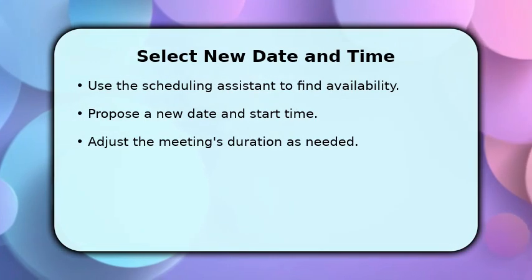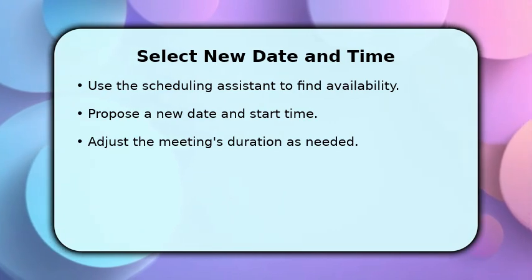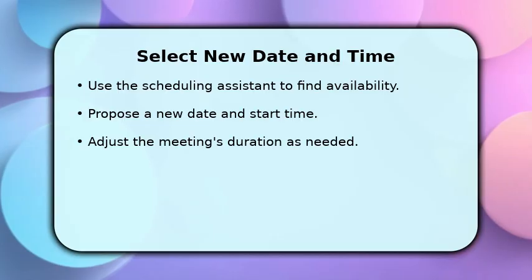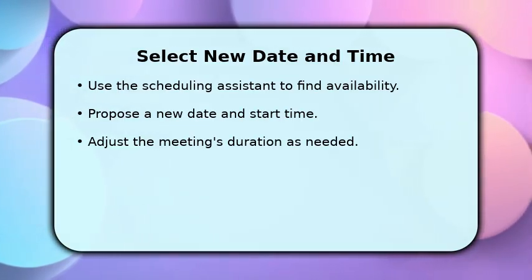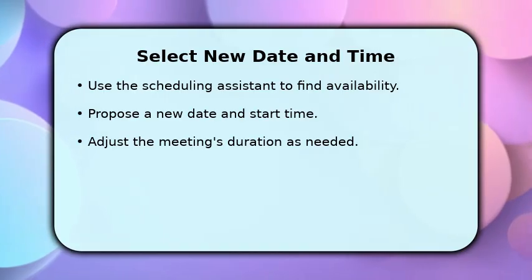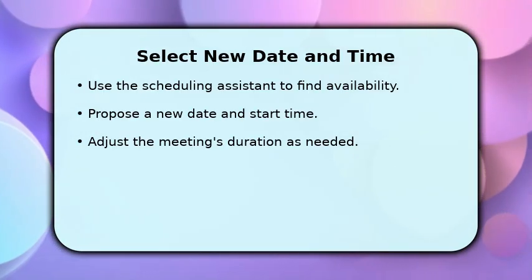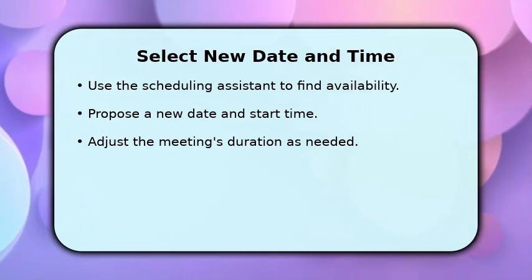After selecting Reschedule, Outlook will present you with options to choose a new date and time. It is highly recommended to utilize the Scheduling Assistant feature. This tool helps you view attendees' availability, making it easier to find a slot where everyone can attend.